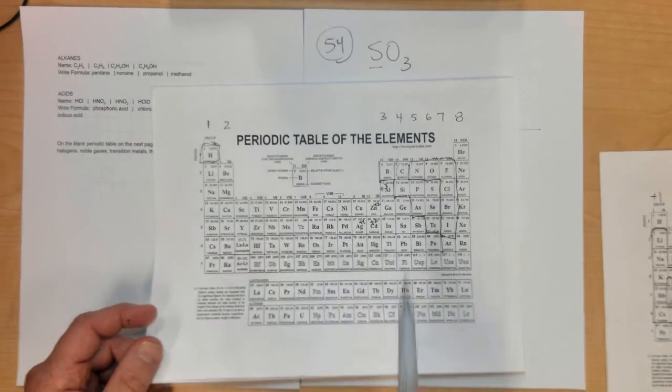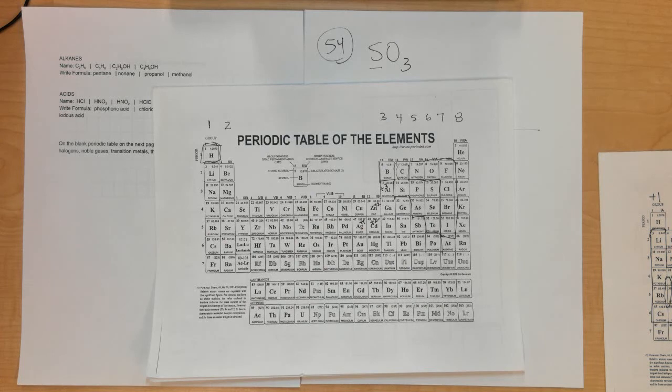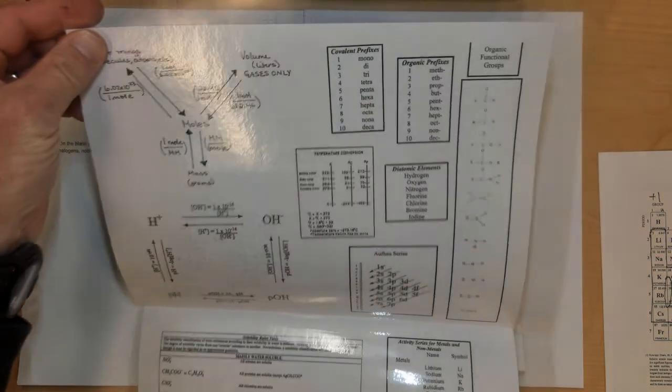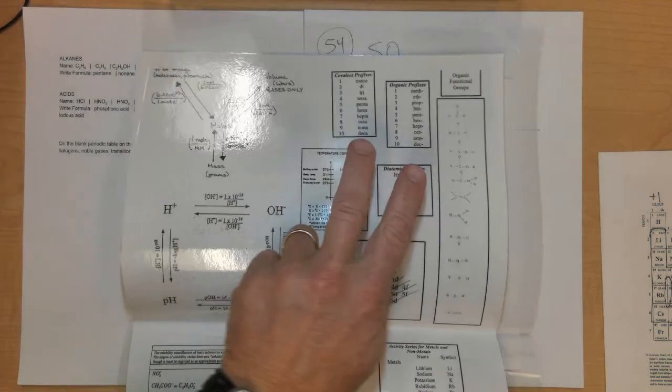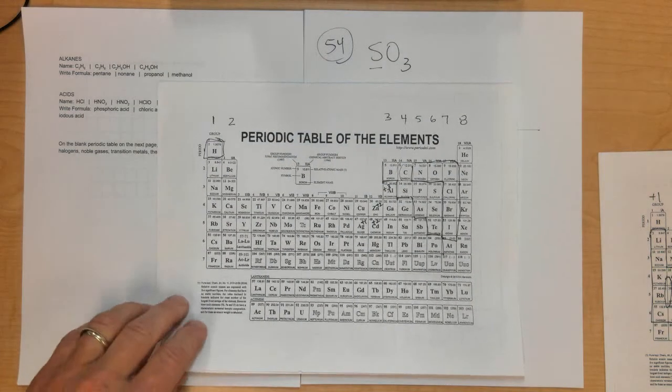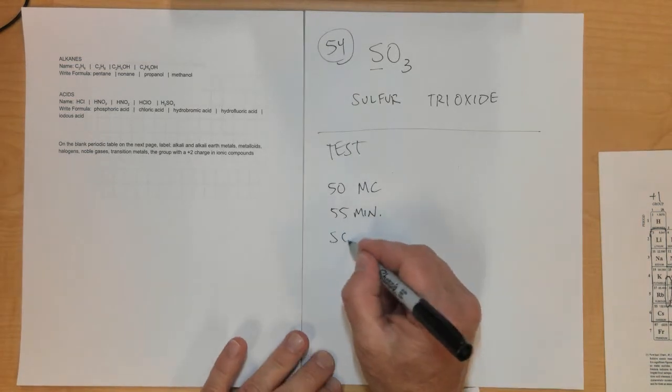It won't have 1, 2, 3, 4, 5, 6, 7, 8. It'll be a laminated periodic table just like yours. So it'll look like this, but it won't have any writing on it. It'll have the inside right here with the covalent and organic prefixes, but it won't be your periodic table. It's all Scantron sheet.